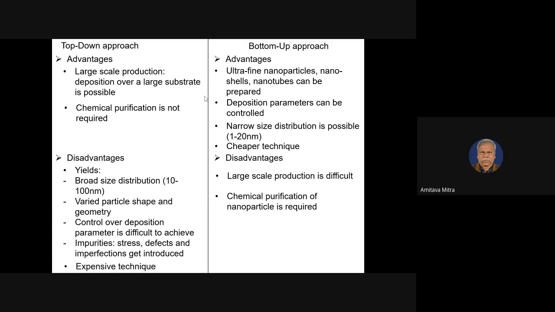What is the disadvantage? The major disadvantage of the top-down approach is the broad size distribution of the nanoparticles. Unlike the bottom-up approach, where you can control a very narrow size distribution, here the size distribution is broad, 10 to 100 nanometers or more. Particle shape and geometry vary; shape also changes. Control over deposition parameters is difficult to achieve, but in the bottom-up approach you can have better control of the parameters.